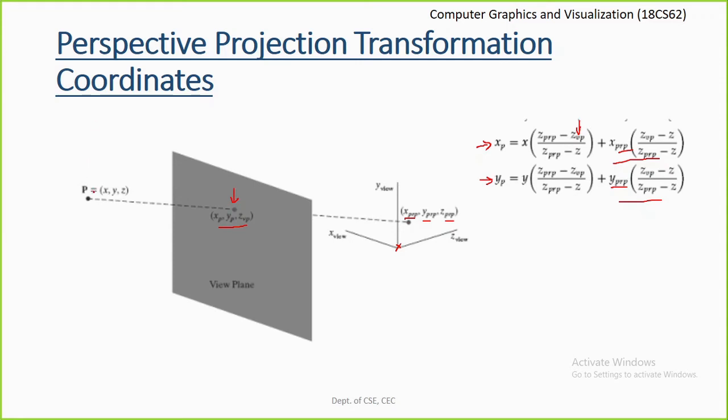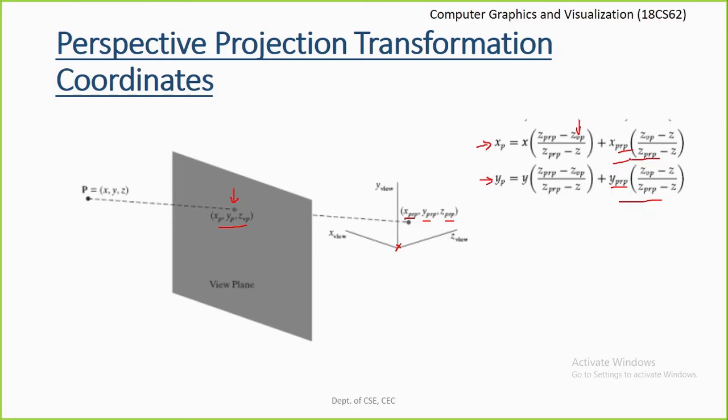So any point, if it is projected at a projection reference point XPRP, YPRP, ZPRP, the point is represented by x, y, z. Its intersection along the converging path on the view plane is represented by XP, YP, ZVP. Now we have a set of equations to compute the value of XP and YP. Now based upon these conditions, there are 3 cases. What is the first case?